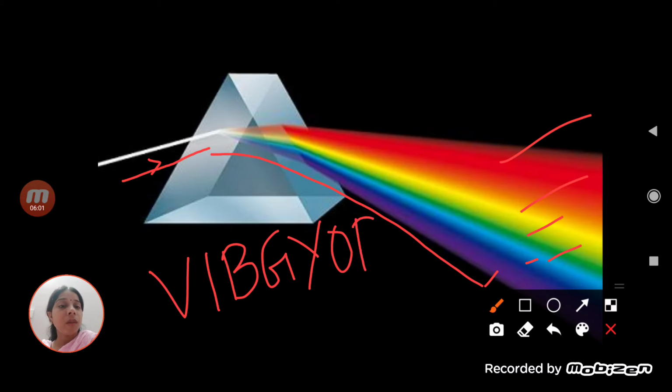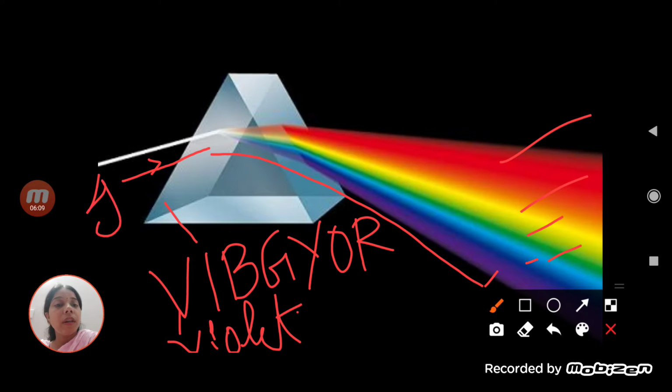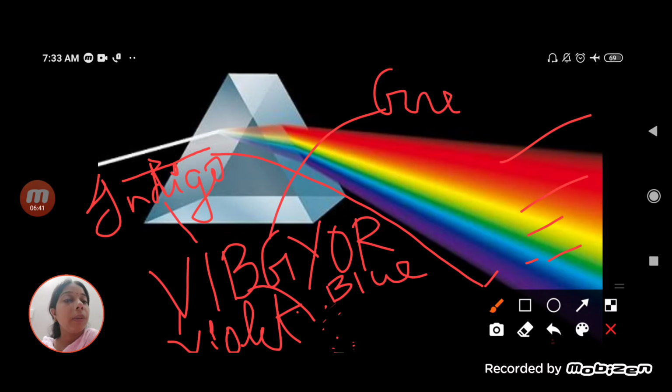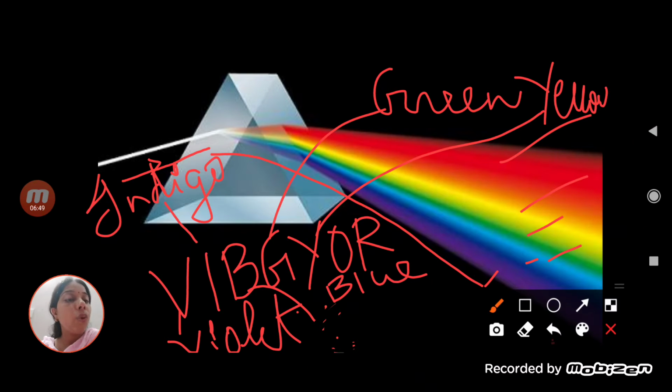VIBGYO. Okay, V for violet, then I for indigo, B for blue, then G for green, Y for yellow, then O for orange, and finally R for red.